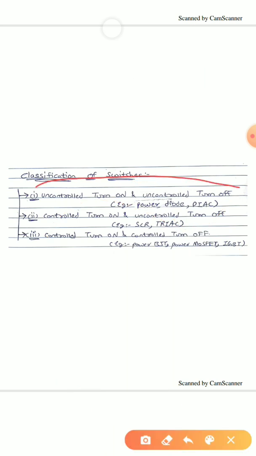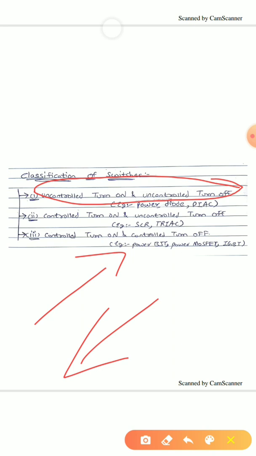We call it uncontrolled turn on, uncontrolled turn off. That is, when the supply becomes forward bias, the switch directly turns on, and when the supply becomes reverse bias, the switch directly turns off. That is, if the direction of current is reversed, it will directly turn off.